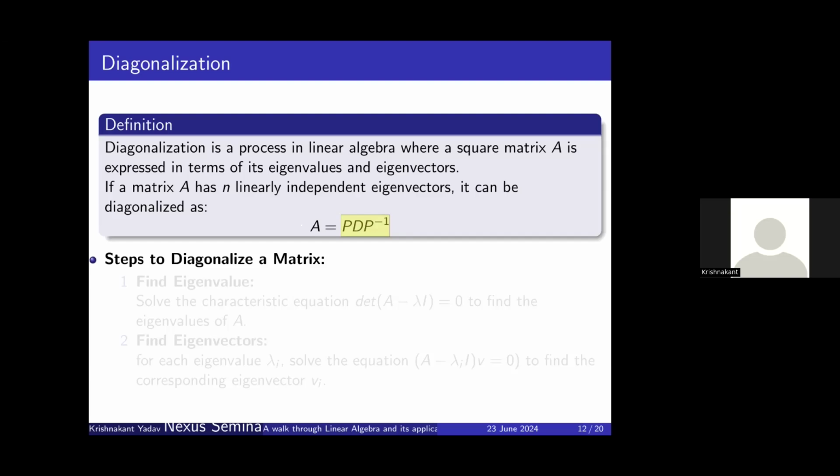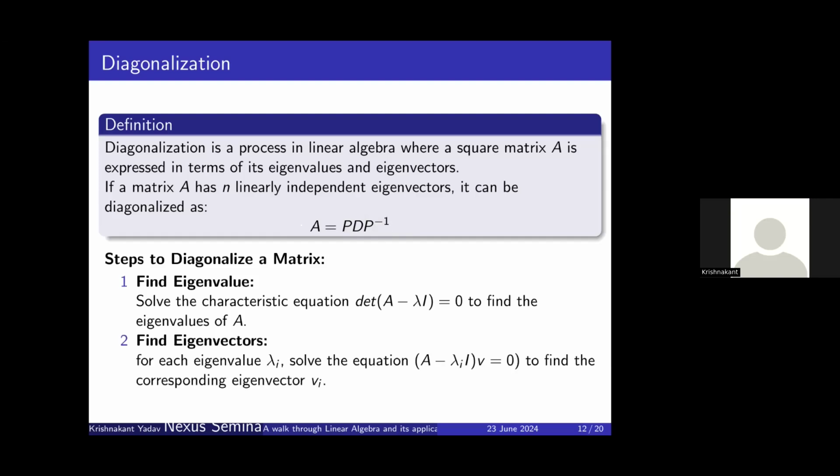How can we prove a matrix to be diagonalizable? The first step is finding the eigenvalues. We have done that: taking the matrix A and finding its eigenvalues, then finding the eigenvectors. For each eigenvalue lambda i, where lambda can be lambda 1, lambda 2, lambda 3, and so on, solve this equation.